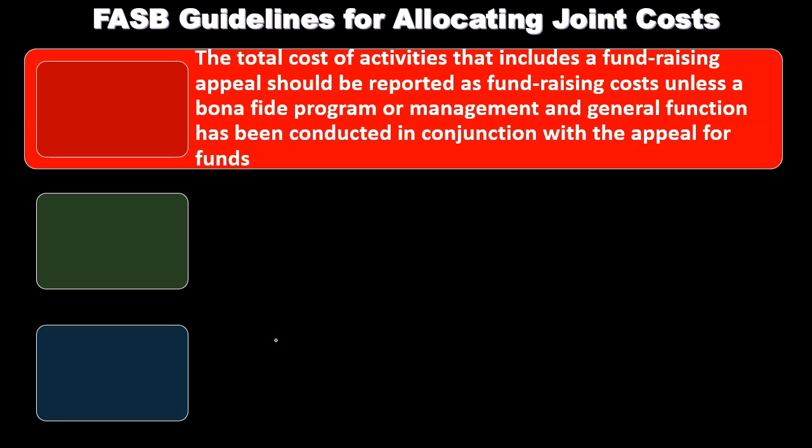So let's read that one more time. The total cost of activities that includes a fundraising appeal should be reported as fundraising costs unless a bona fide program or management and general function has been conducted in conjunction with appeal for funds. So that's going to be the default.